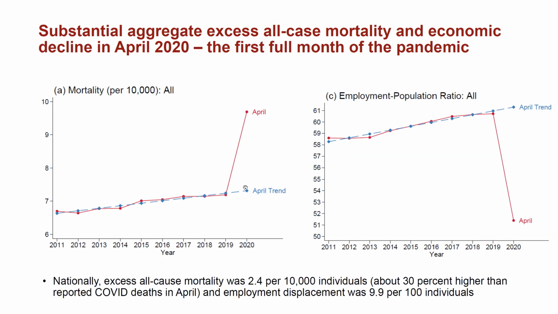Then we just project this linear trend out of sample to 2020, so that the predicted all-cause mortality in April 2020 would have been roughly 7 individuals per 10,000, but the observed all-cause mortality in April 2020 was 2.4 per 10,000 individuals more. So it's about 9.4 individuals in total per 10,000 who are dying. And we calculate that at the end of the day, the excess all-cause mortality was 2.5 individuals per 10,000 people.